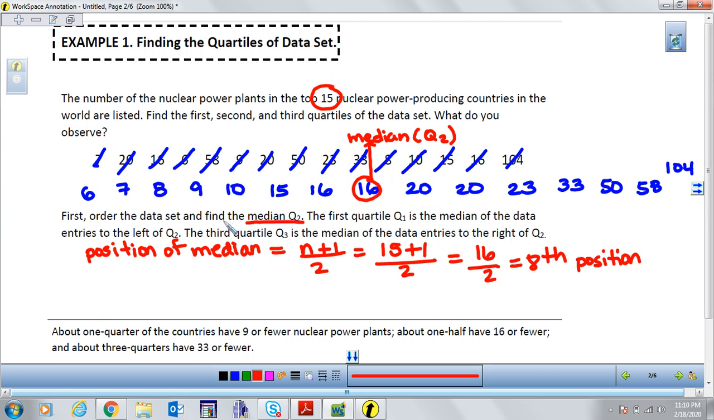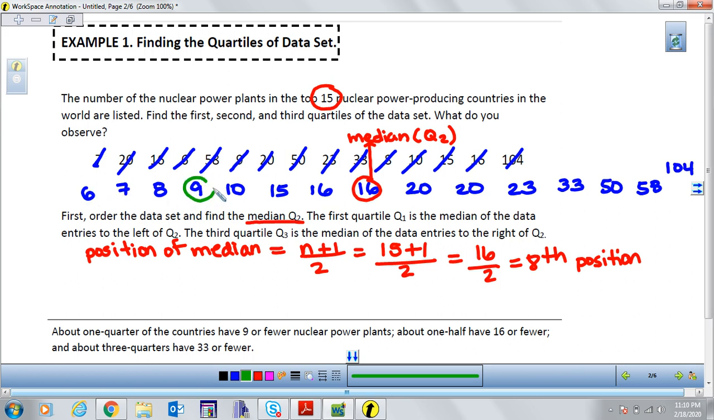So now you could repeat this formula again, finding the median for only the values to the left-hand side of the median, or this 16 that we circled before. If you're going to do the formula again, you need to count how many values are to the left-hand side of the 16 that we circled, without counting the 16: 1, 2, 3, 4, 5, 6, 7. So 7 plus 1 is 8. 8 divided by 2 is 4. So 1, 2, 3, 4.